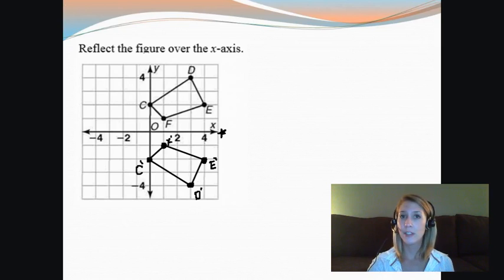And those are the basics of this lesson for reflection and symmetry in the coordinate plane.